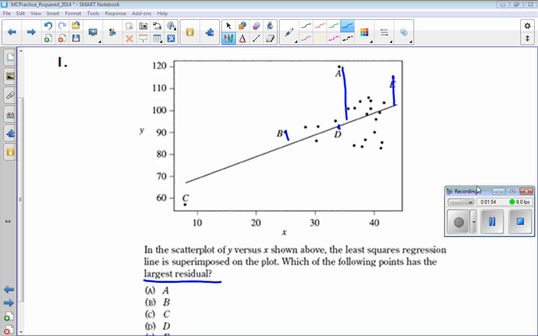Zachary: You're trying to find the largest residual, right? Which would be the longest vertical line. But isn't it the farther away from the residual, the closer to 0 it is? No. A residual is the observed minus the predicted. The observed is the actual point A, B, C, or D, and the predicted is the line of best fit. So an actual residual is just that. It's a distance away from the line of best fit.